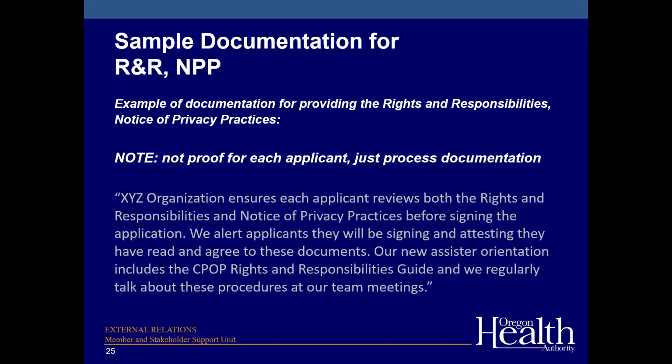Something like, our organization ensures each applicant reviews both the rights and responsibilities and the notice of privacy practices before signing the application. We alert applicants they will be signing and attesting they have read and agree to these documents. Our new assister orientation includes the CPOP Rights and Responsibilities Guide, and we regularly talk about these procedures at our team meetings. So we're trying to make this low barrier, hopefully. The agency really wants some level of documentation, but we're trying to show it doesn't need to be incredibly extensive.